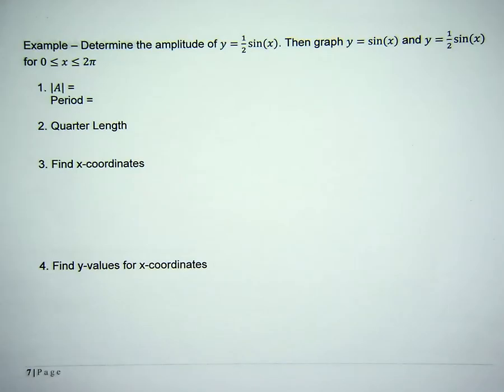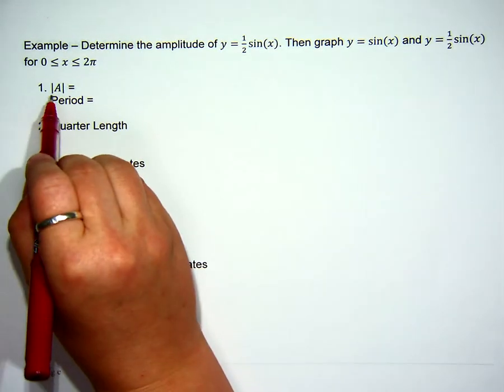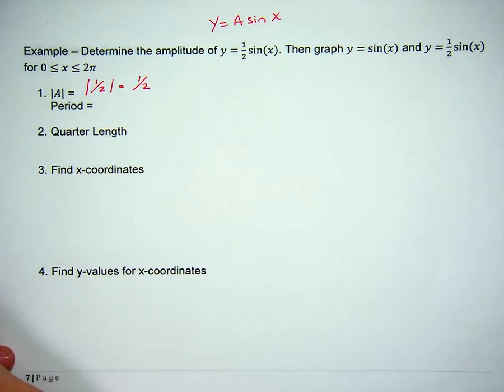So first things first, we want to find the absolute value of a. Remember, the equation is y equals a sine x. So the value of a here is a half. So if I want the absolute value of a, I want the absolute value of a half, which is 1/2.